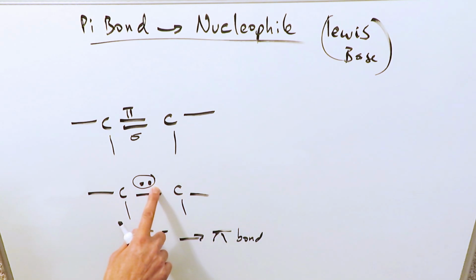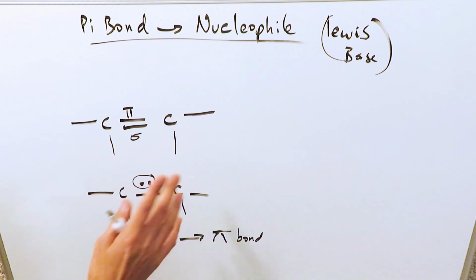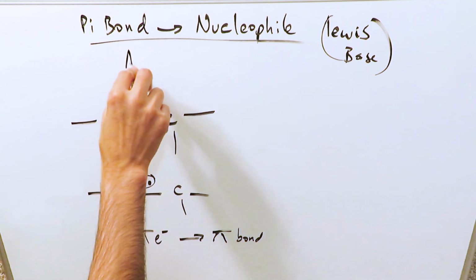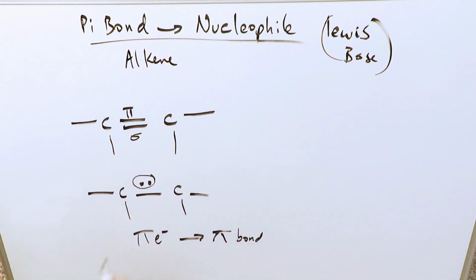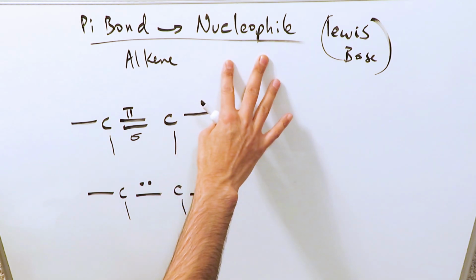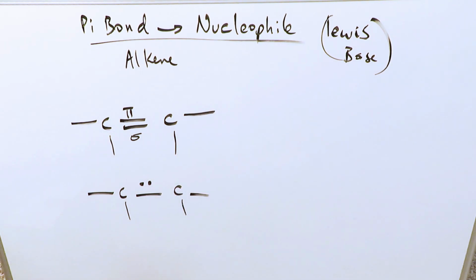The pi bond or the pi electrons of an alkene, which is a compound that has carbon double bonds, an alkene has pi electrons. Those pi electrons are nucleophilic. They behave as Lewis bases. Let's see how this electrophilic addition reaction occurs. You have an alkene here behaving as a nucleophile, but the reaction is called electrophilic, and I'll tell you why momentarily.